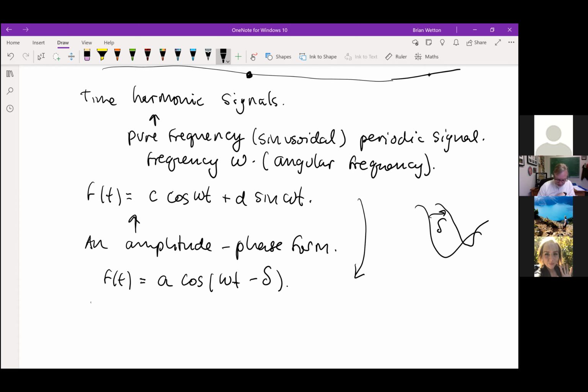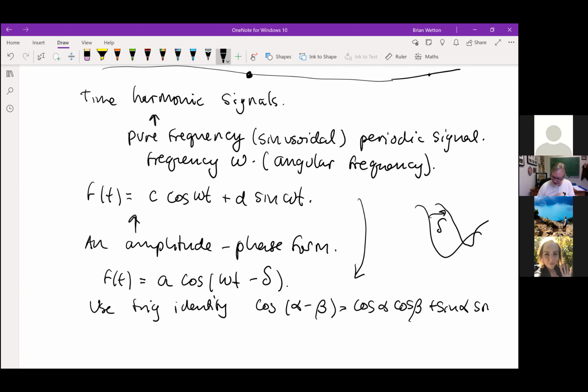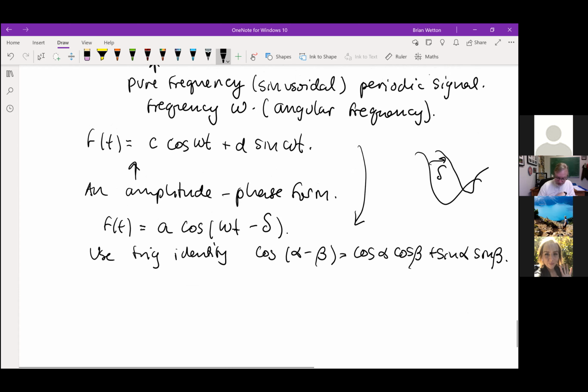Okay, and you can use a trig identity, which is that cosine of alpha minus beta is cosine alpha cosine beta plus sine alpha sine beta. To work out that if you start with this kind of form, right, that you can match them up if you've got C is a cosine of this phase shift, and D is a sine of this phase shift.